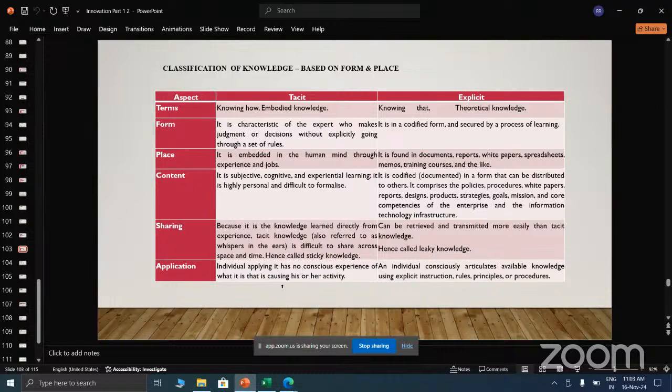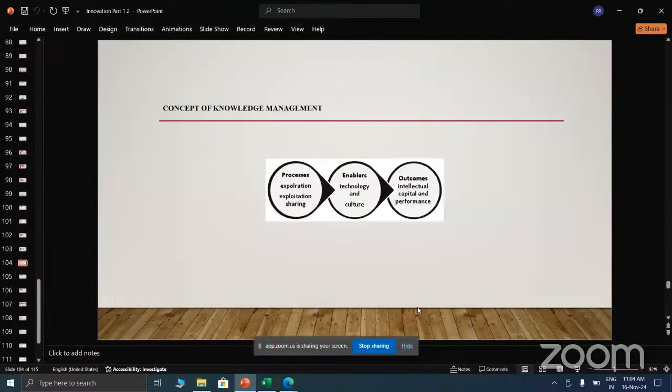Coming to the application part of it, under tacit, the individual applying has no conscious experiencing of what it is that is causing his or her activity. And under explicit, an individual consciously articulates available knowledge using explicit instructions, rules, principles, or procedures.